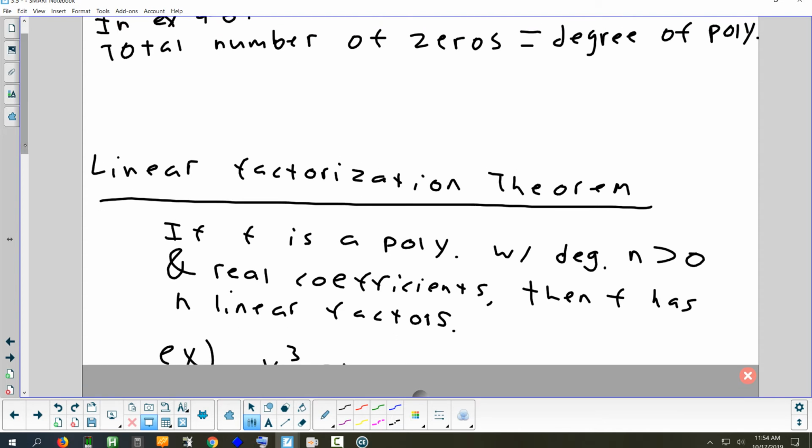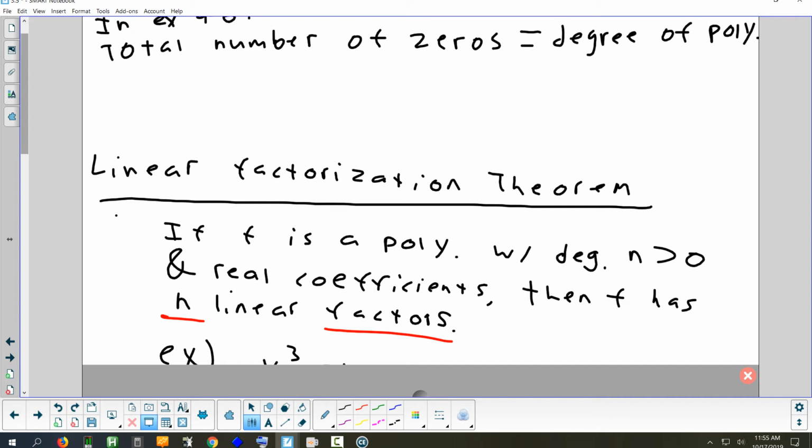And remember, roots and factors go together. If 1 is a root, x minus 1 is a factor. If 5 is a root, x minus 5 is a factor. So what the linear factorization theorem says is that if you're factoring something of degree n, it's going to have n factors when you're done.